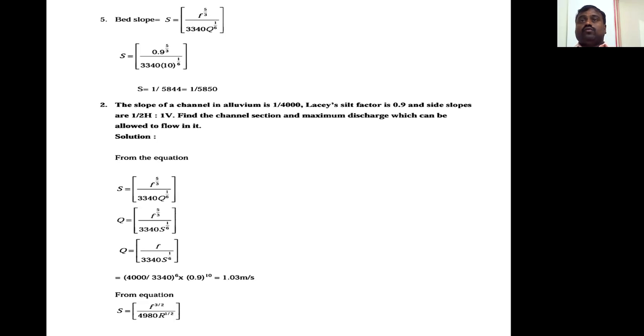Now, moving to problem number 2. Problem number 2 defines here: the slope of a channel in alluvium is 1 divided by 4000, Lacey's silt factor is 0.9, and side slopes are half horizontal to 1 vertical. Find the channel section and the maximum discharge which can be allowed to flow in it.